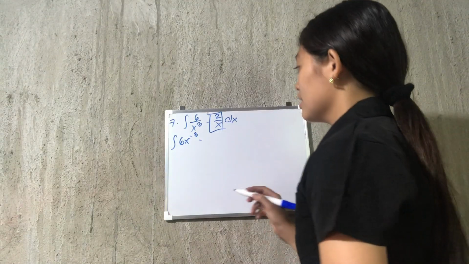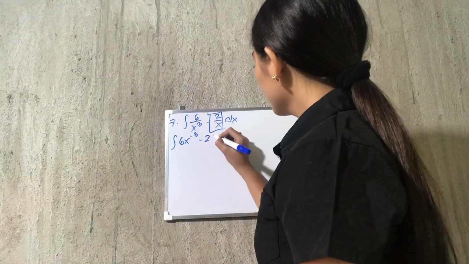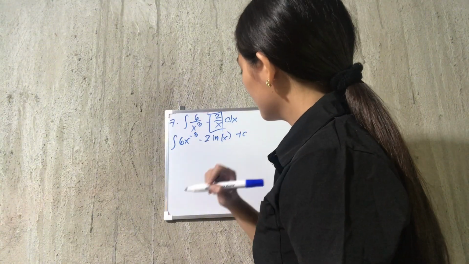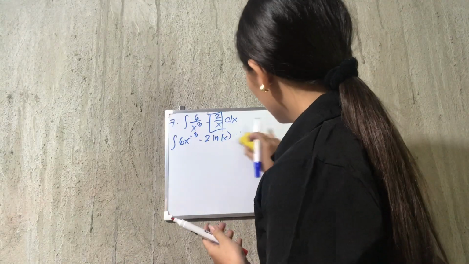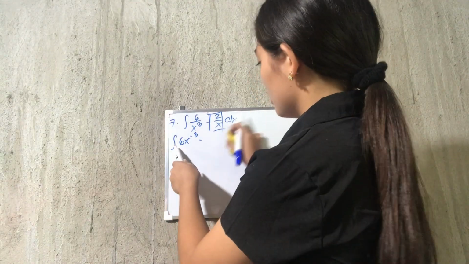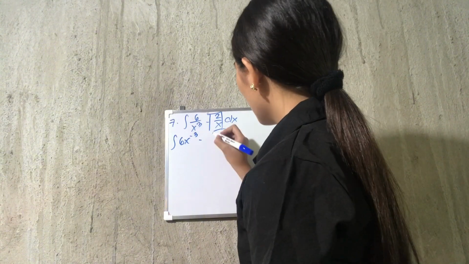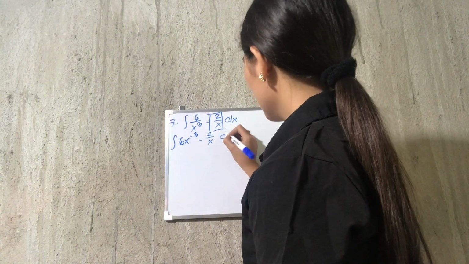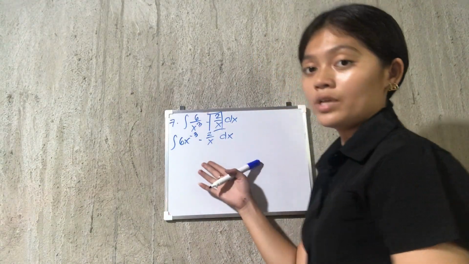So it simply can be integrated as ln x, so 2 ln x plus c. Wait. Let's just copy this one because we're not yet integrating. We're just rewriting this one. So just copy 2x dx.